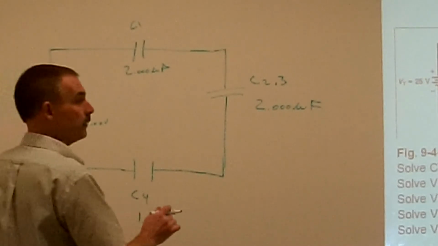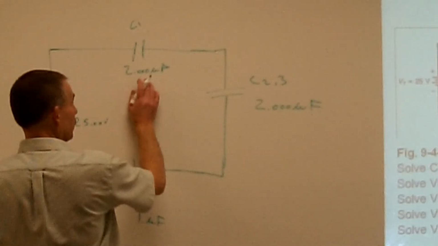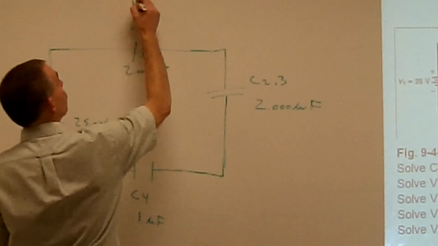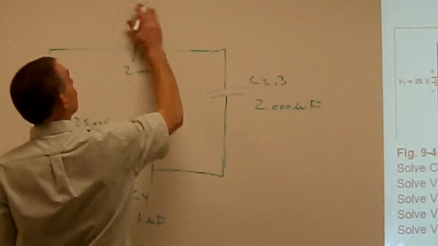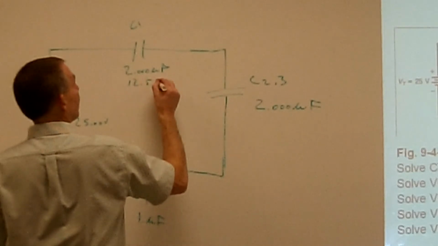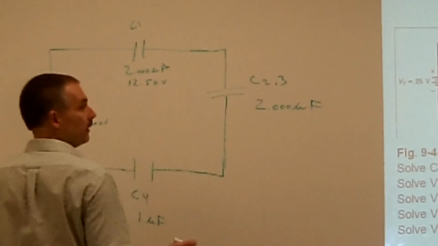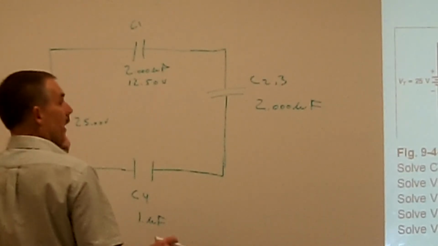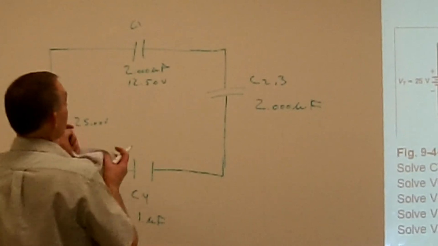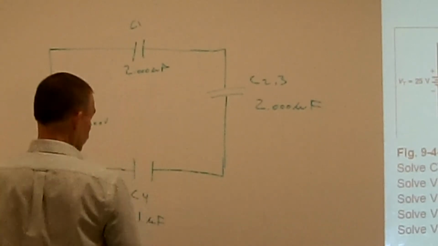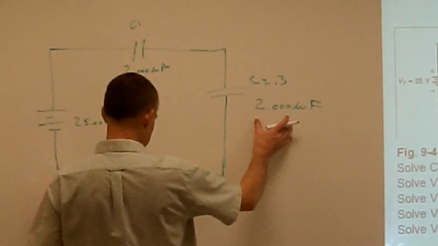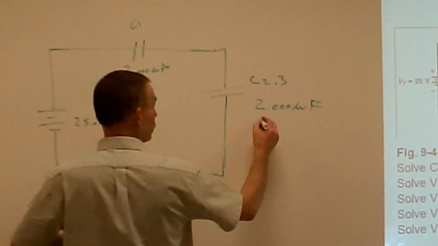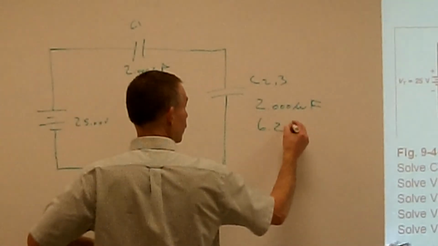What'd you get for C1? Oh, that was 12.5. I was thinking 5 for the other two. No, wait. You're right. C4 should be 12.5 because that's the smaller one. So C1 should be 12.5. Then C2 and C3 should be half that, right? So that should be 6 and a quarter.